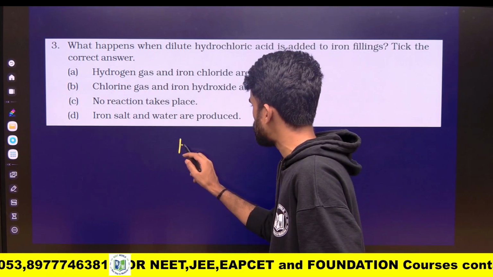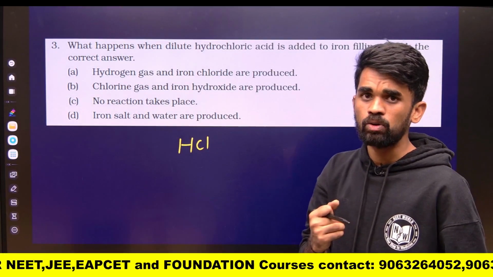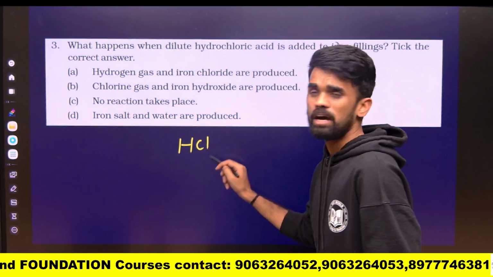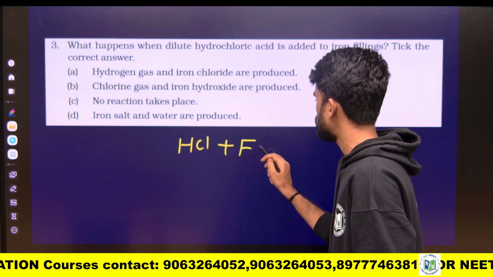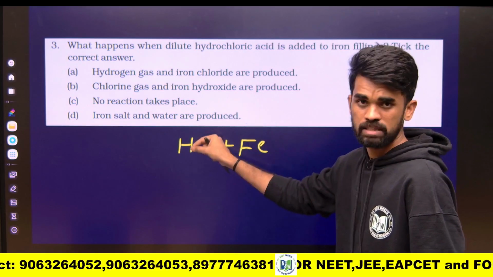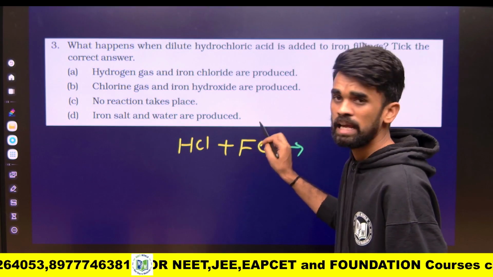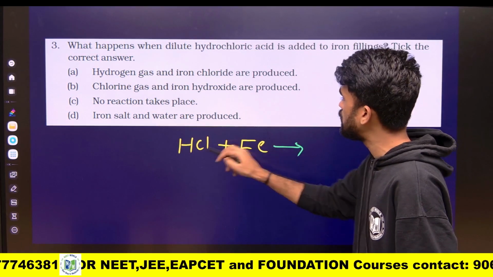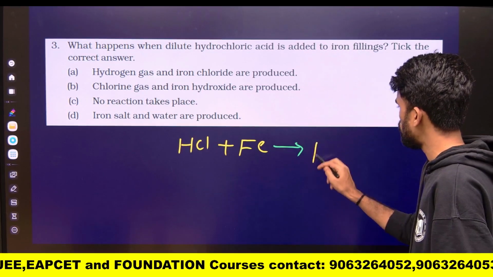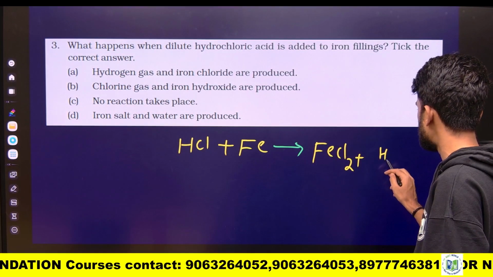We discussed displacement reaction. In displacement reaction, a highly reactive element displaces the other element from its solution. For example, here we have HCl, and we are placing iron filings in this acid solution. Since iron is a highly reactive metal, it will displace hydrogen from its acid. Therefore we will get a product like FeCl2, iron chloride, and H2 gas is evolved.